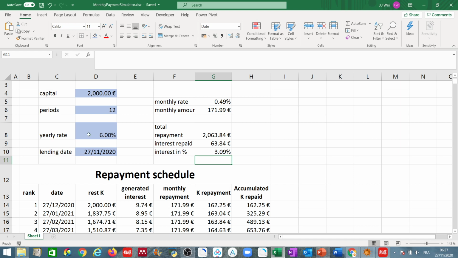In fact, the yearly rate is 6%, but during this period of a year, we have paid about half the money before the half-year time. So the real interest rate is about 3% during the whole period of the year.